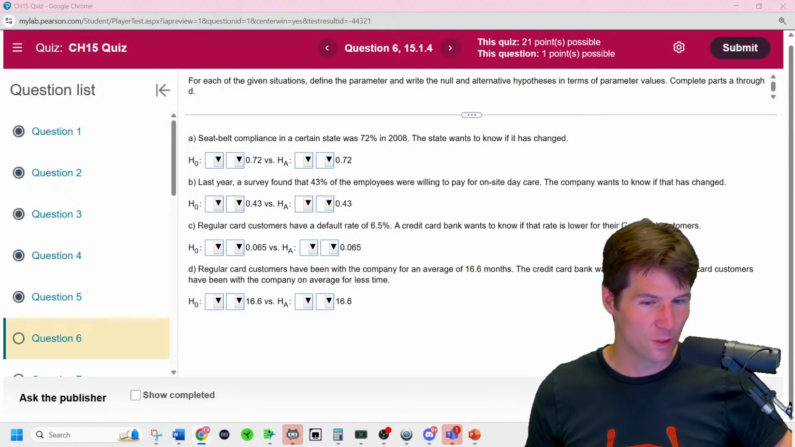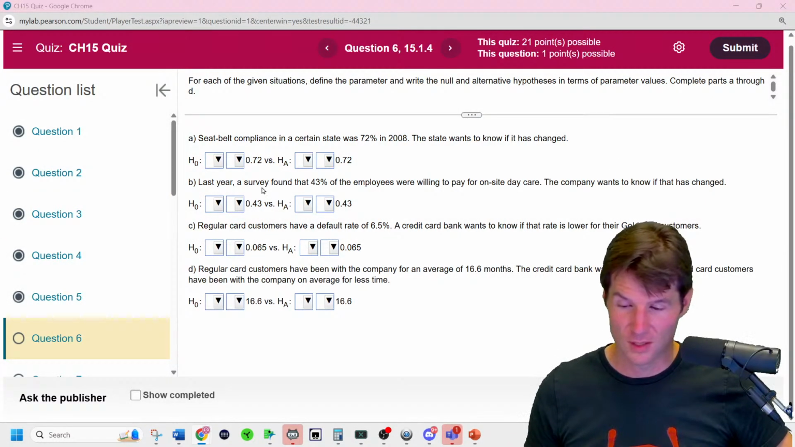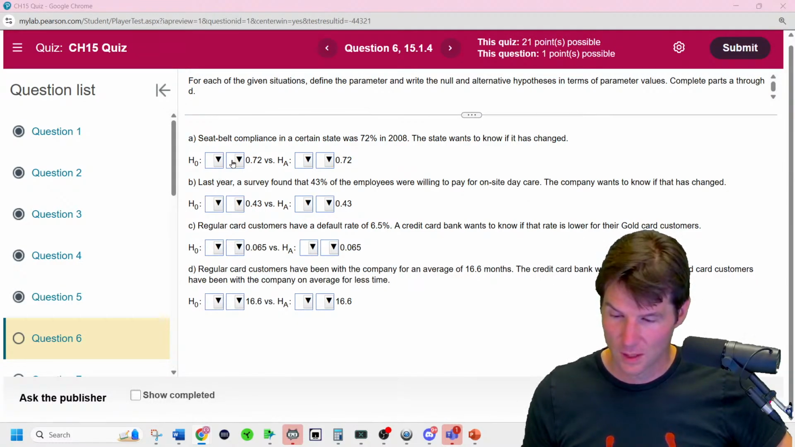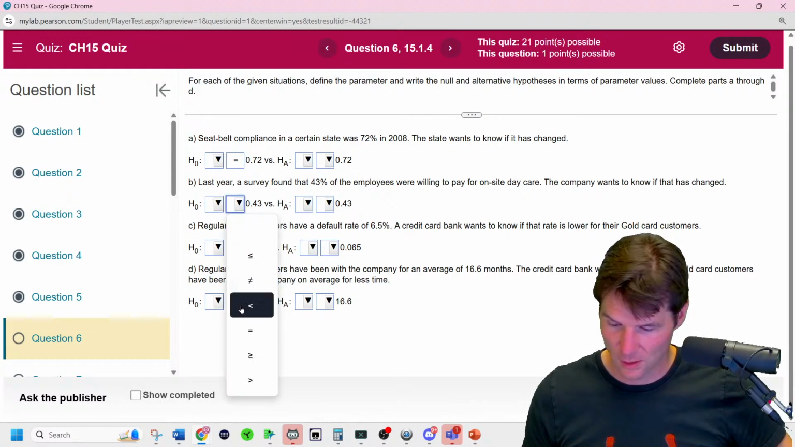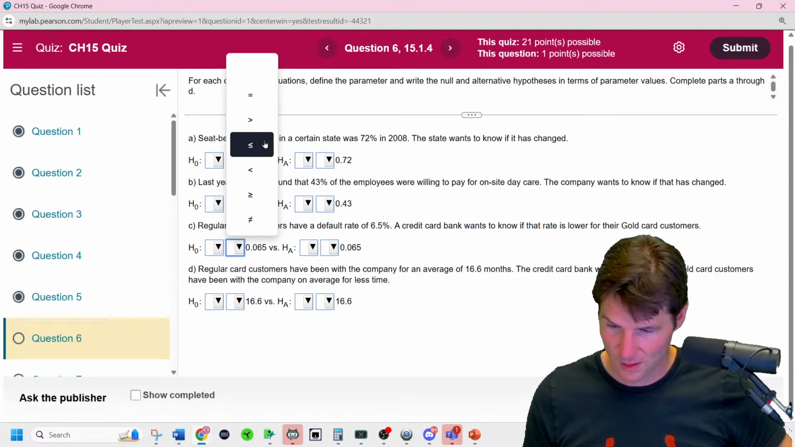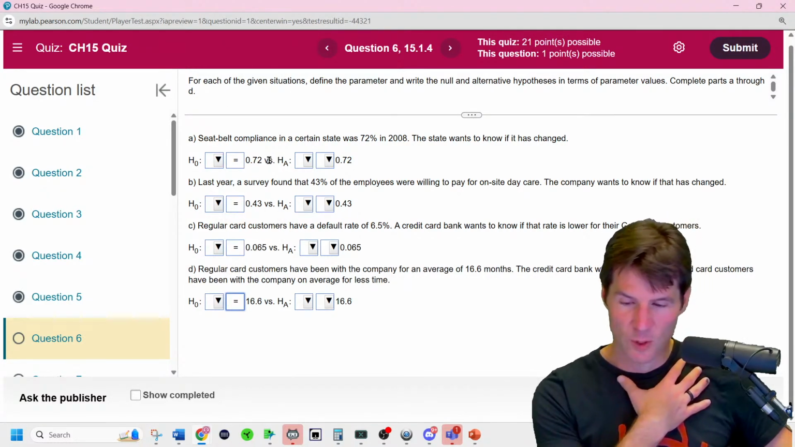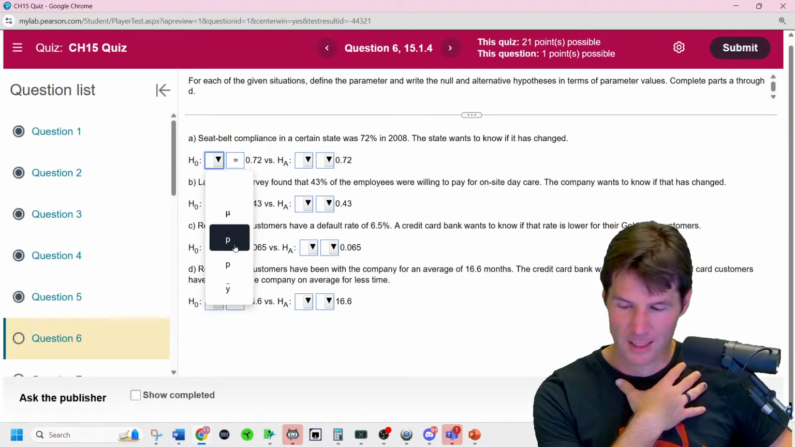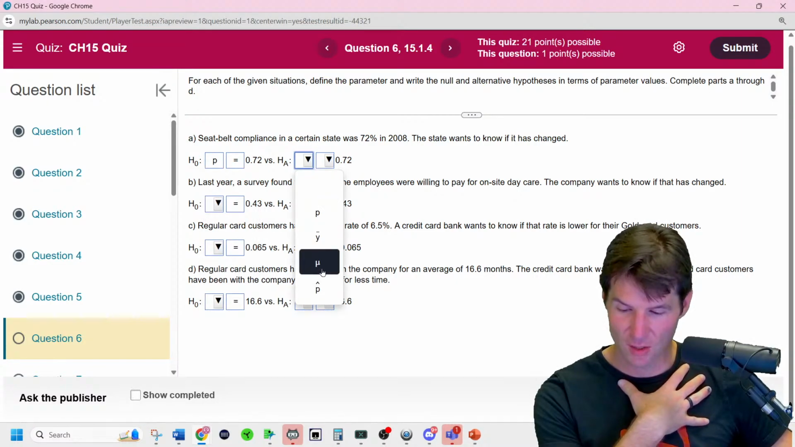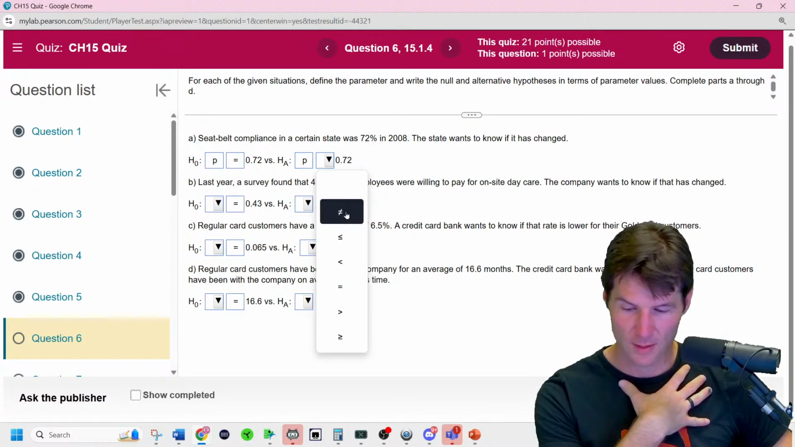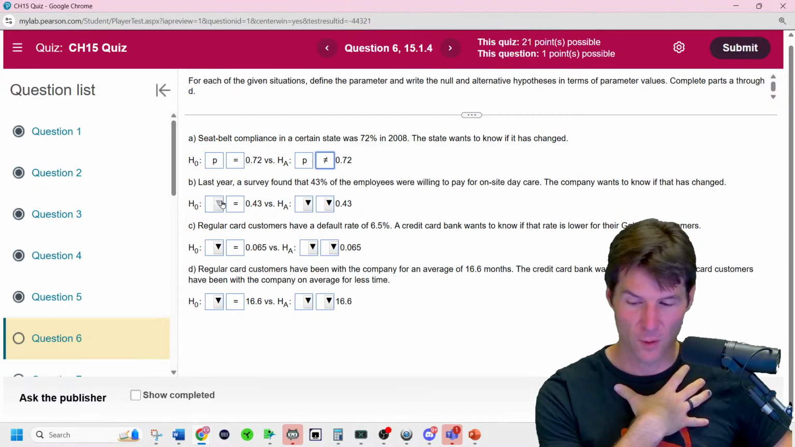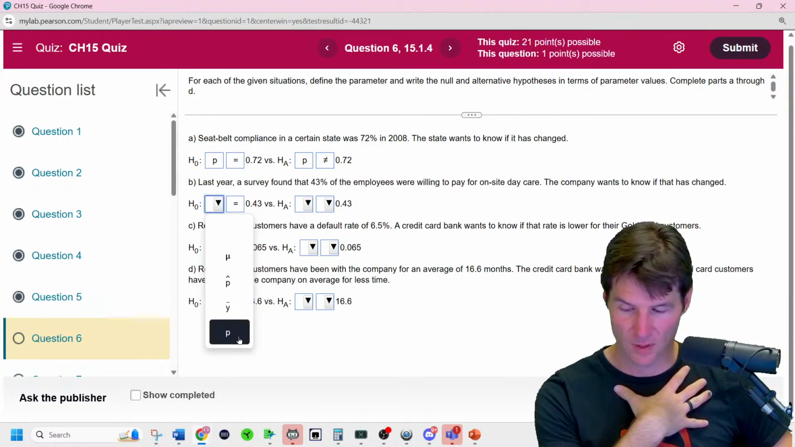I guess we could do these, not hard. The null has the equal sign. So these are freebie questions. The null has the equal sign, the null has the equal sign. That's what we're testing. Certain states, 72% of people, CPL compliance. That's the proportion. They want to know if it's changed. Survey found 43% of people are willing to pay on time. So that's the proportion of people paying on time. Has it changed?